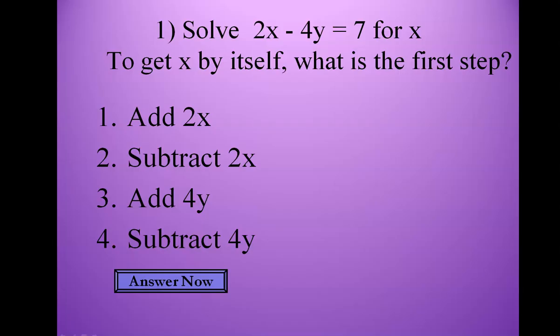So what do you think the first step here is? You have to solve 2x minus 4y equals 7 for x. To get x by itself, what is the first step? So x is right here, and you would want to highlight it. You cannot get rid of 2 right away, but you could get rid of negative 4y as if it was just subtraction. So the inverse operation of subtracting 4y will be adding 4y. Excellent. And that's our first step.